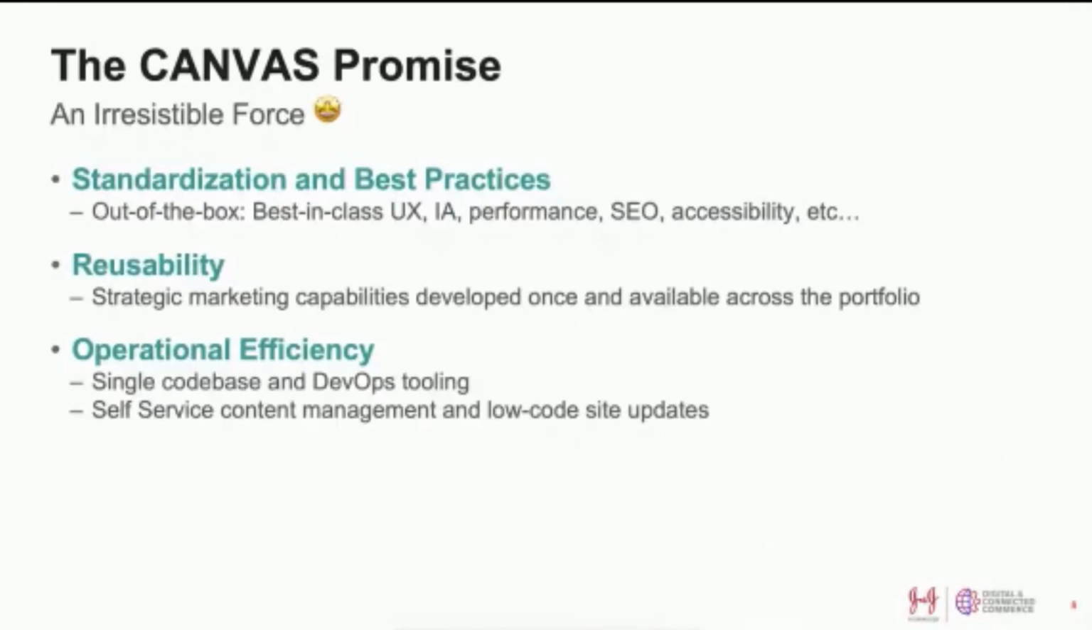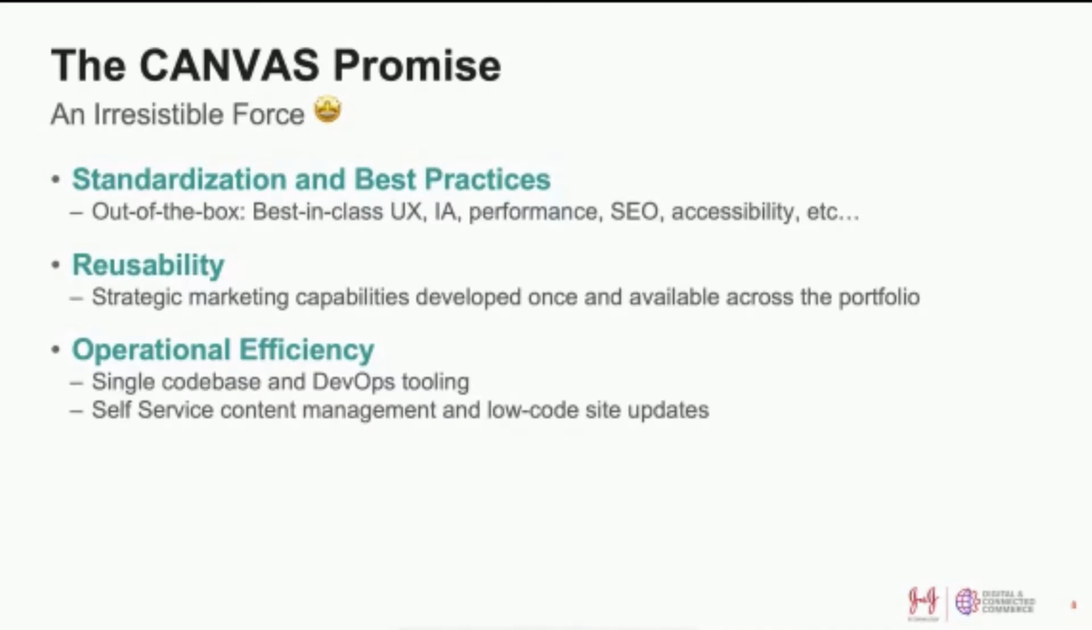Another promise was reusability, right? When everybody was building their own websites, they were all building their capabilities independently of each other. So you would have 6 different solutions for a store locator or 6 different solutions for ratings and reviews. And the idea of Canvas is you would build all those capabilities once, bake them into the platform, and then an individual brand or market could just turn them on.